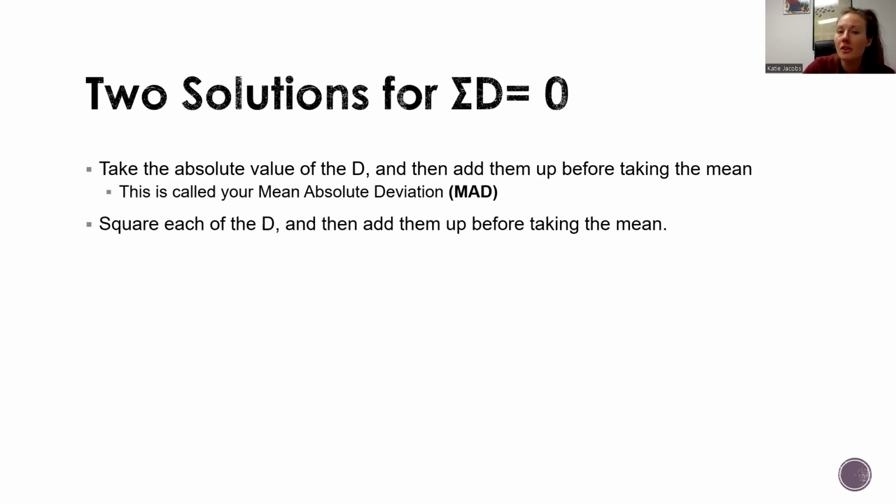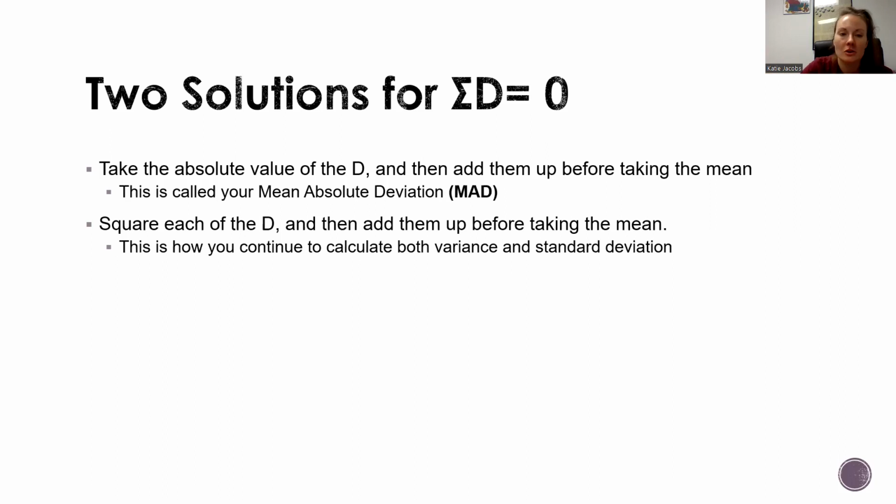All right. So the other way we could have done it was to square each of our deviation scores, then add them up together before dividing by our sample size to find the mean of those. This is how you continue on to calculate both variance and standard deviation.